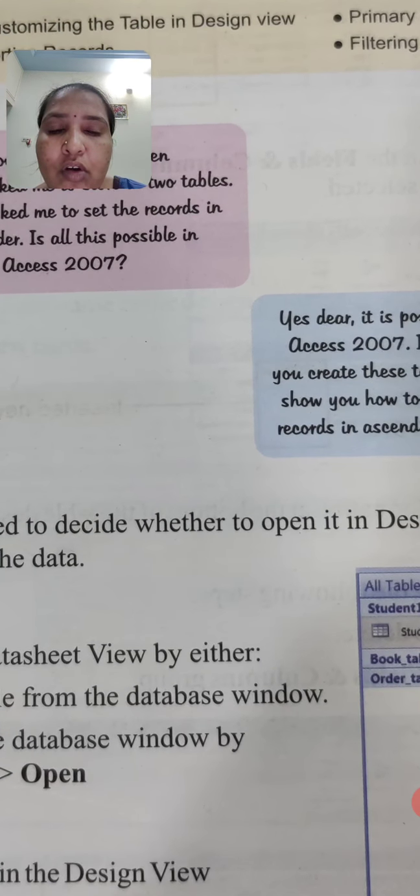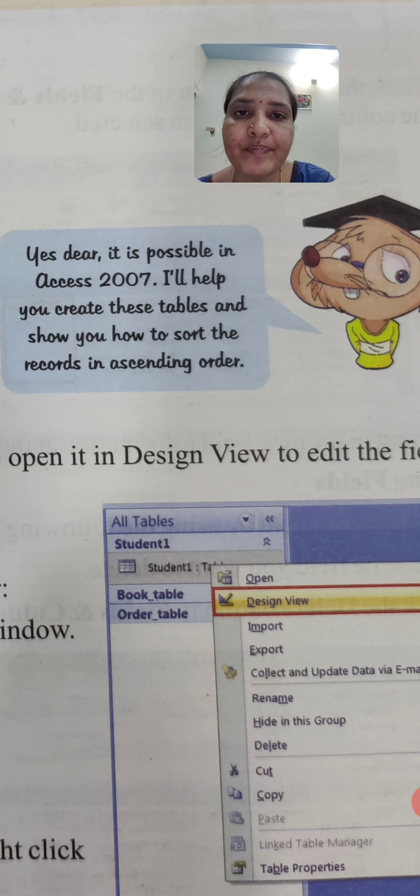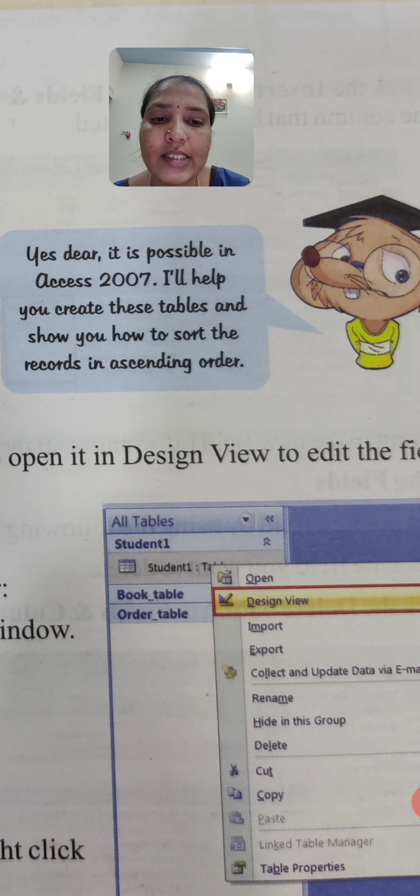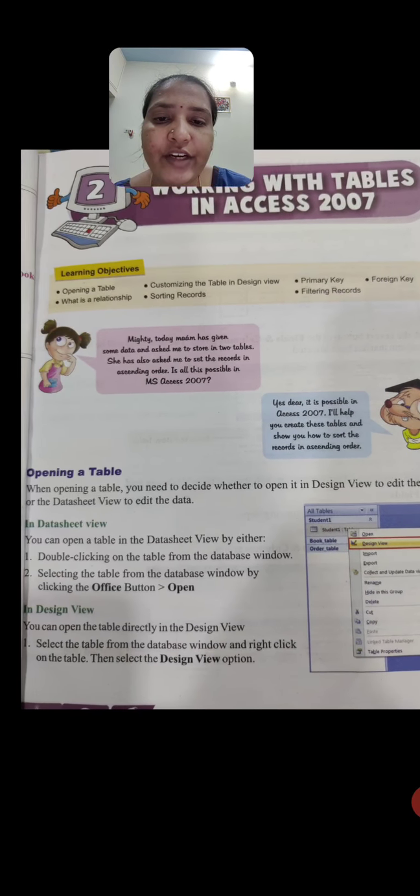If you want to do any designs in the table, we have to go for the design view. As shown, see here, they have given the option called design view. Once we click on the design view, we can make some design changes to the fields.